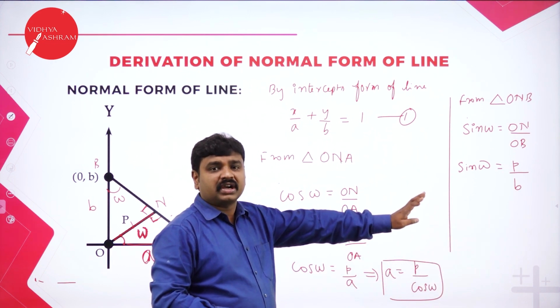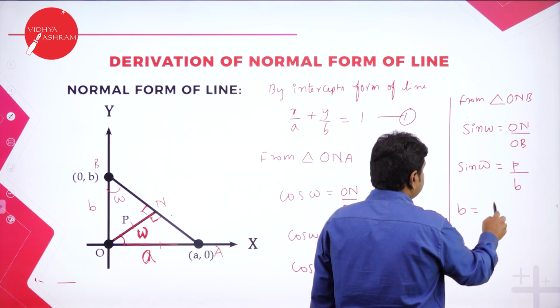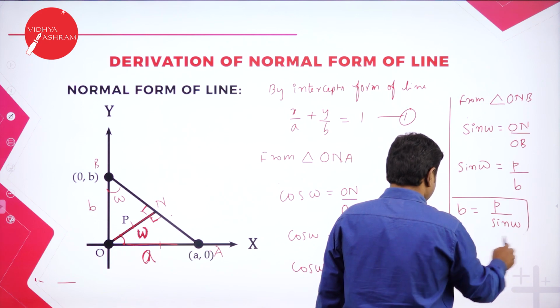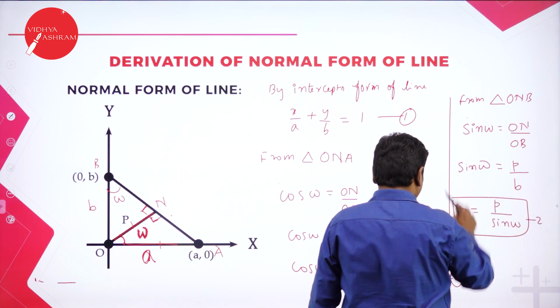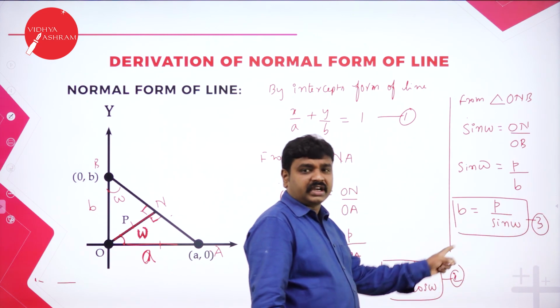Now you got sine omega. From that get the value of B. So B becomes P divided by sine omega after rearranging. So you got this, call it an equation. So this is 1 and this is 2. Already 1 we have. So this is 2 and 3. So we got the A and B values.